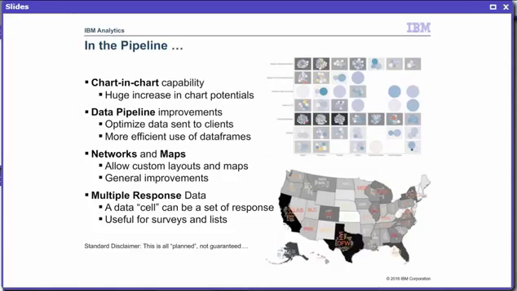So in other words, a single cell in a data set could actually be a set of responses, multiple choices and so forth that have been done. So having native support for that within Brunel can really save a lot of time when trying to manipulate that data into some sort of relational format, if you will. That can be really useful for things like surveys and lists and so forth.